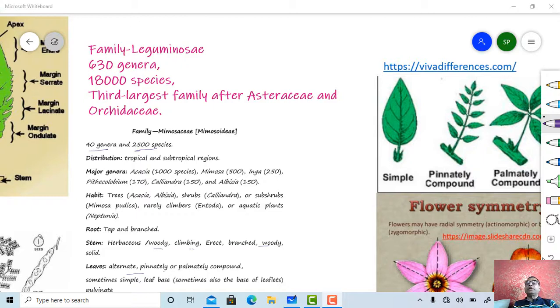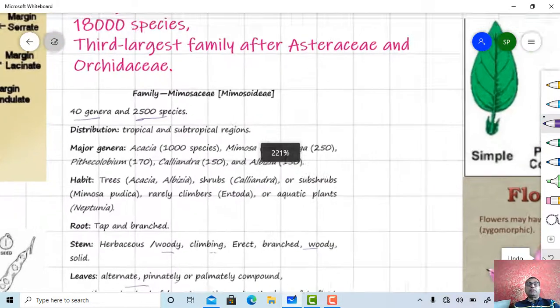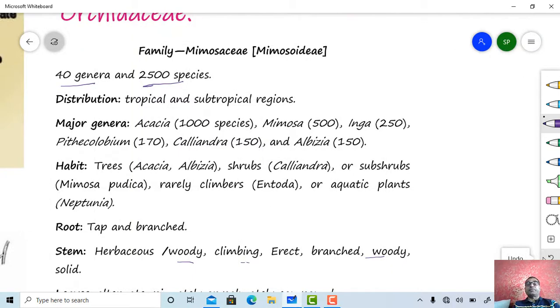Again, just about the family Leguminosae, 630 genera and about 18,000 species, and third largest family after Asteraceae and Orchidaceae. As you know, the Leguminosae family or Fabaceae family is divided into three subfamilies: Mimosaceae, Papilionaceae, and Caesalpinaceae.